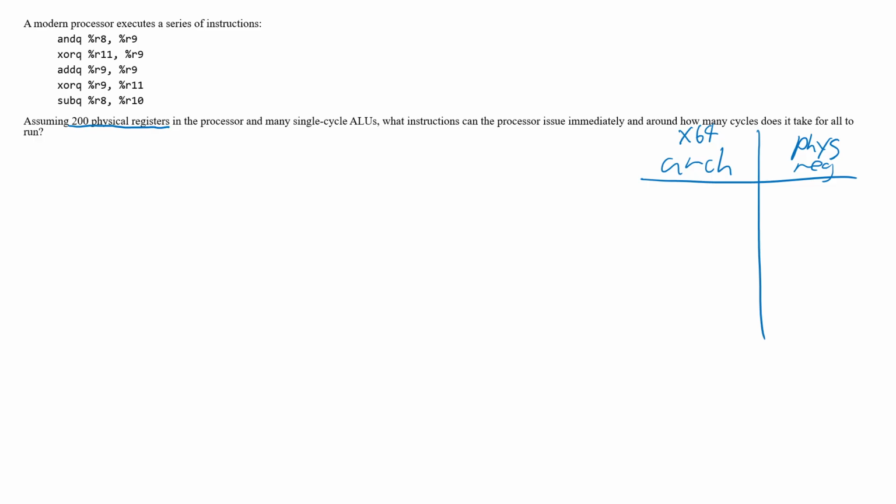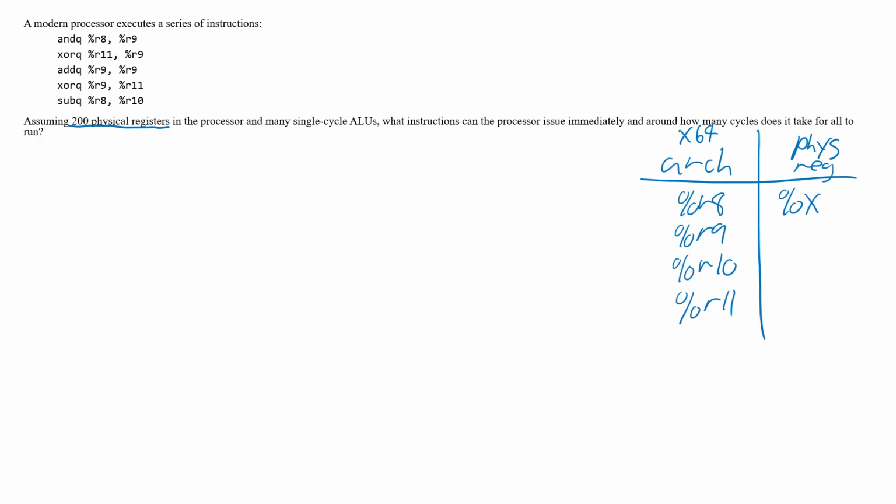First, let's see what registers are in use here. We have R8, R9, R11, R10. So it looks like just R8 to R11. We're going to list out all the architectural registers used, and there we go, 4 of them. Basically, we're going to translate them all into physical registers. Physical registers are denoted using this X notation to differ from the R notation.